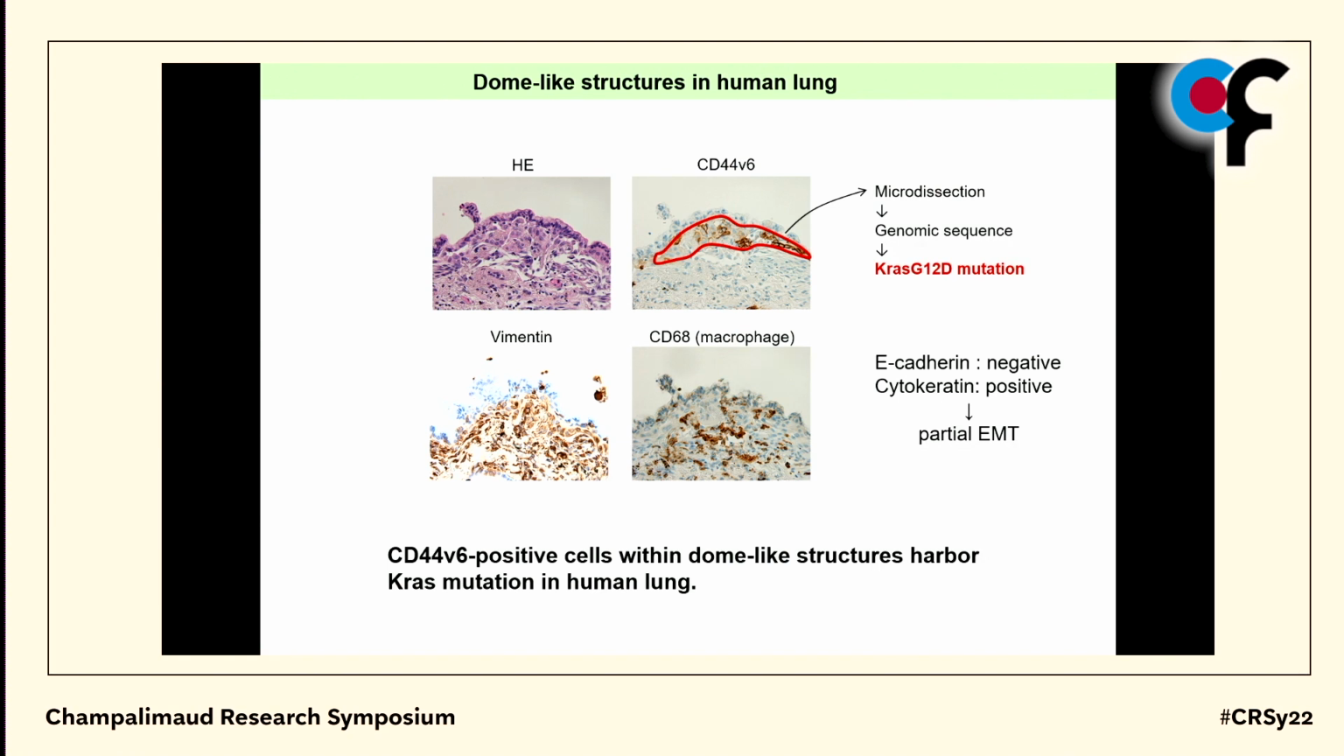We also found that E-cadherin expression was negative, although I don't show it, and vimentin expression was positive. The expression of cytokeratin, another epithelial marker, was positive, indicating that these CD44 positive cells are derived from epithelial cells and have undergone partial EMT. We also performed microdissection and genome sequencing and found that these CD44v6 cells indeed harbor the KRAS G12D mutation.